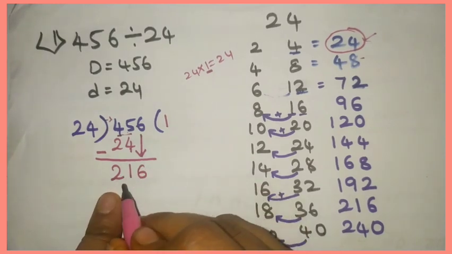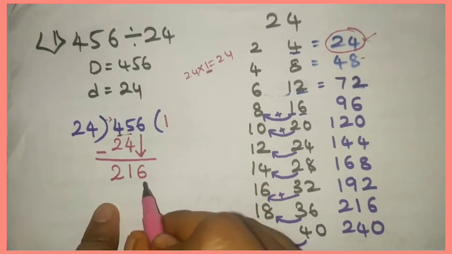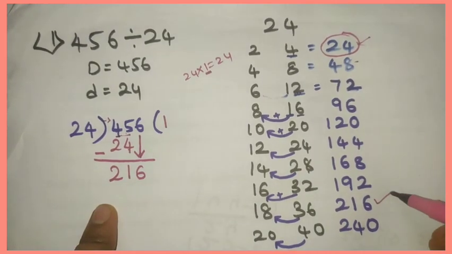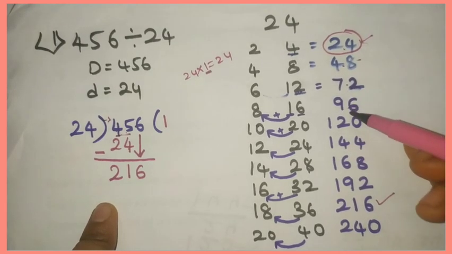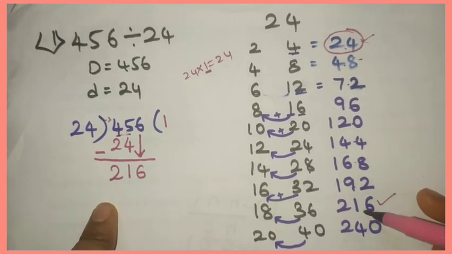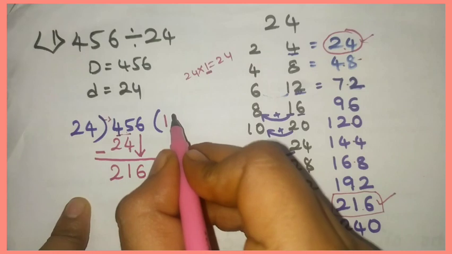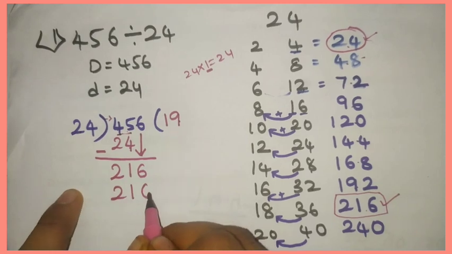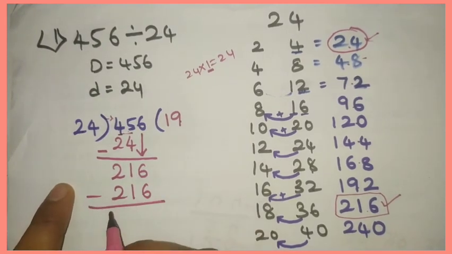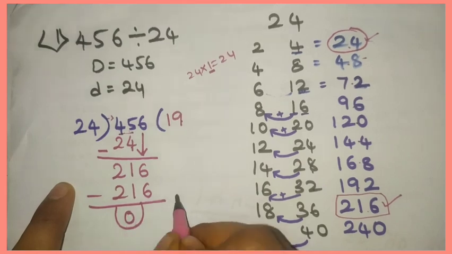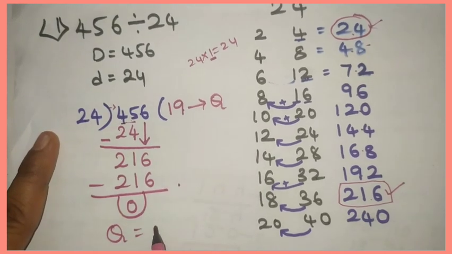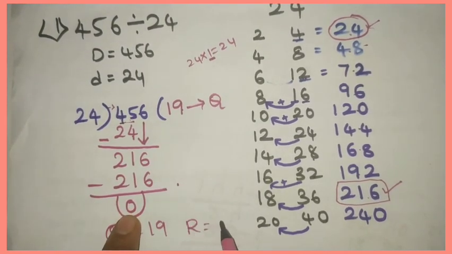What number did we get here? 216. Is 216 in this table? Yes, here it is. 1 2 3 4 5 6 7 8 9. 24 9s are 216. So we'll write 9 here. 216 minus 216 will be 0. So we got the quotient as 19. Quotient is equal to 19 and remainder is equal to 0.